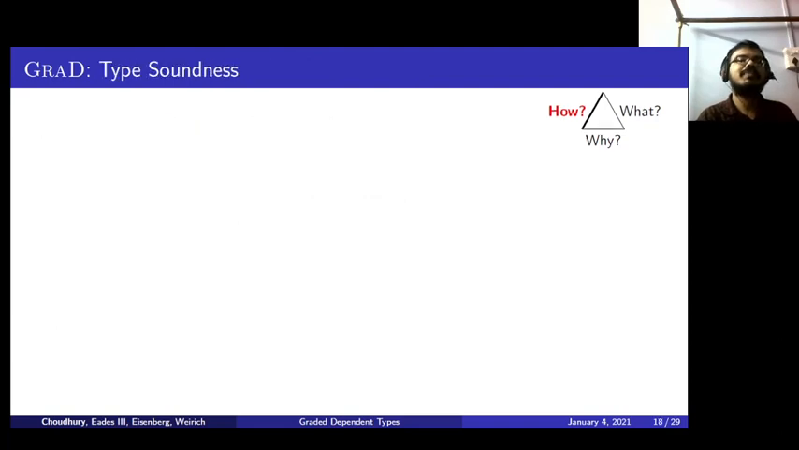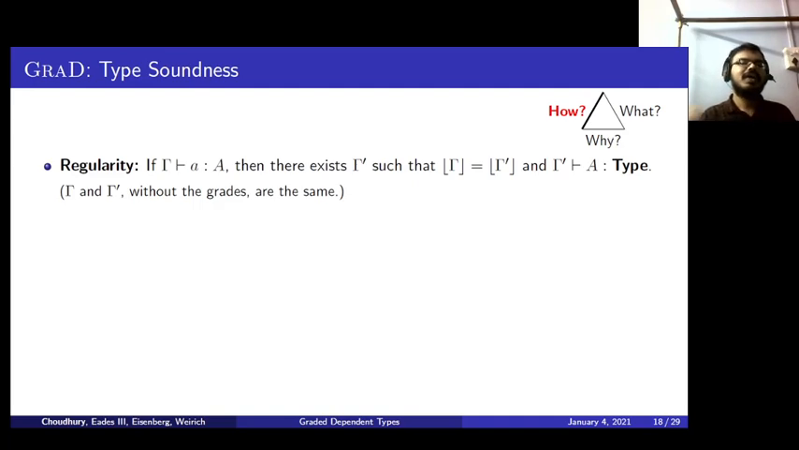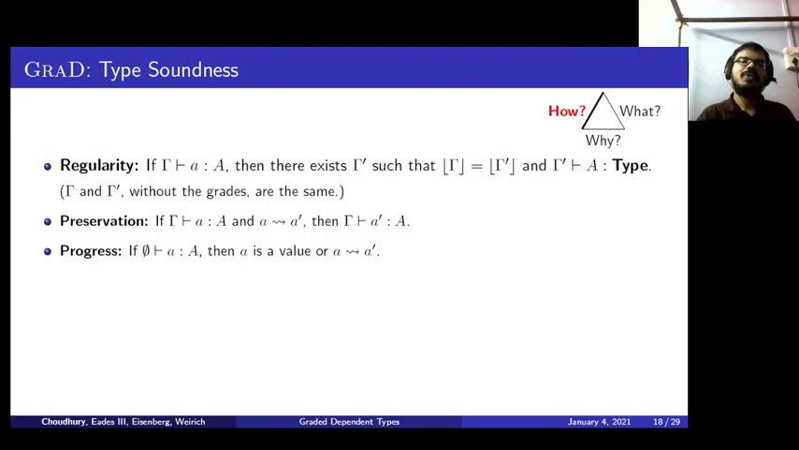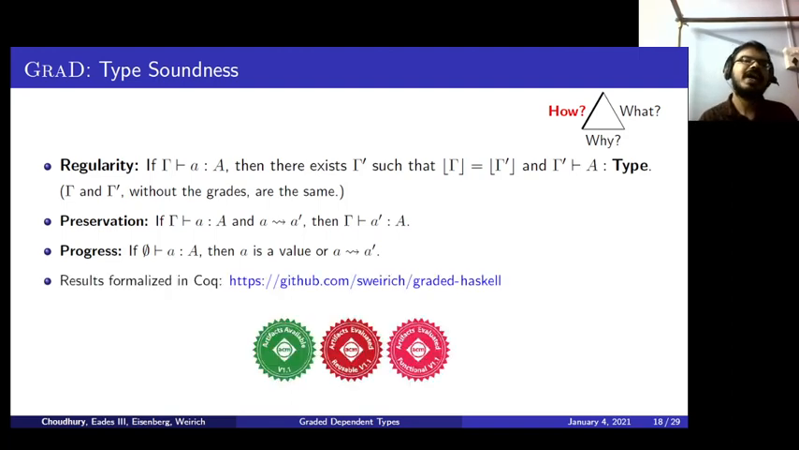Now let us look at some meta-theoretic properties. We have the usual meta-theoretic properties. We have regularity. Regularity says that if a term is well typed, then its type is also well typed. The demands of the term and the type may be different, but the underlying context, gamma and gamma prime, without the grades are the same. Then, with a standard operational semantics, we have the preservation lemma and also progress lemma. We have formalized these results in Coq and they are available online.